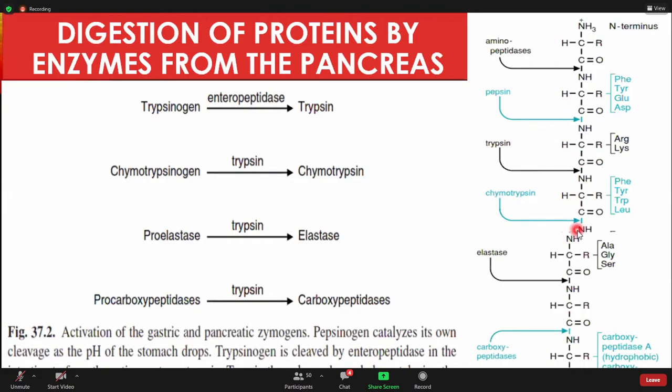For example, the aminopeptidase is responsible for the digestion of any peptide bond that is followed by phenylalanine, tyrosine, glutamic acid, or aspartic acid. Okay, so it breaks this kind of bond at the amino site when we have this amino end. Pepsin is breaking such kind of bond when we have these amino acids in the left side, I mean at the amino side of the peptide bond, while the chymotrypsin is responsible for the digestion of the peptide bond when we have this group of amino acids at the amino site.